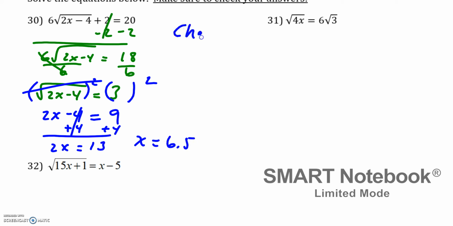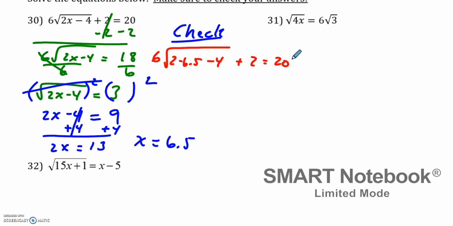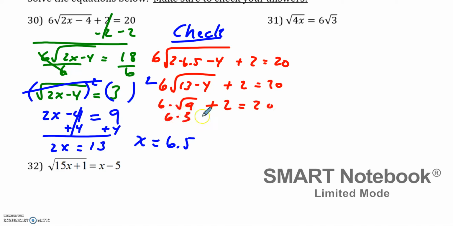If I would like to make sure, I absolutely can check myself. And so what I do is take the 6.5 and plug it back into the original equation. Do both sides equal 20? Well, 2 times 6.5 is 13. So we have 6 times root 13 minus 4 plus 2 equals 20. 13 minus 4 is 9. So does 6 times the square root of 9 plus 2 equal 20? Or does 6 times 3 plus 2 equal 20? Yes, it does, because this is 18 plus 2. And so this is true, which means that 6.5 definitely works.